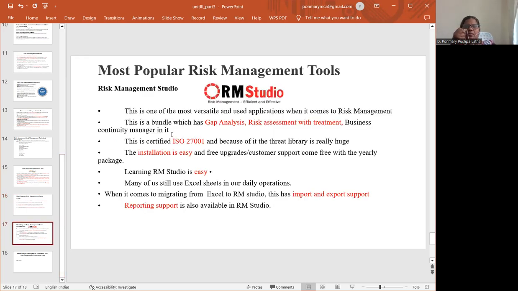The next one is risk management studio. Here we deal with gap analysis and risk assessment. This is certified for ISO 27001. The installation is easy, and we can work with it easily. Normally, we deal with Excel files. Here, import and export support is there. Even the reporting is also done here.